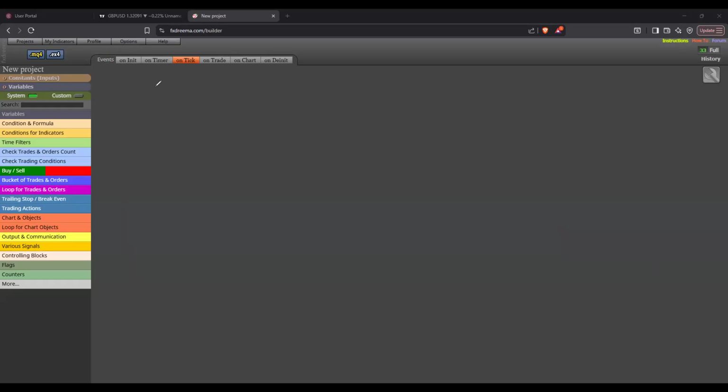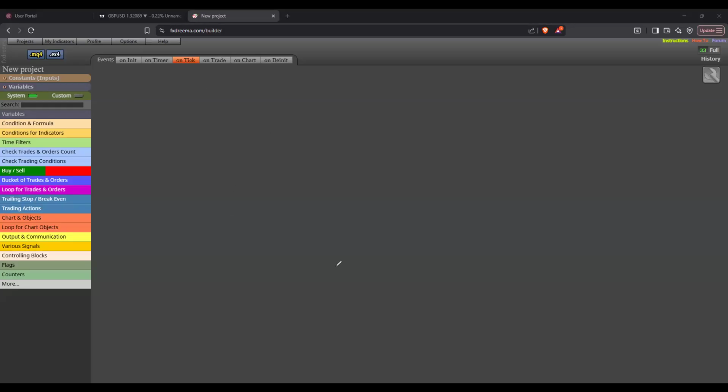Now, the good thing is you don't need to bother yourself about them because the FX Dreamer will build all of the associated code for you on the back end, right? All you need to do is focus on on tick. Once you get advanced, you realize there are certain times you want to do things on timer or on trade or on chart. But for now, most of what you'll be working with is under on tick.